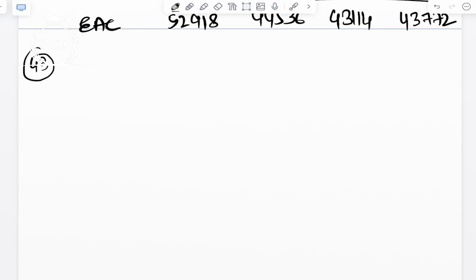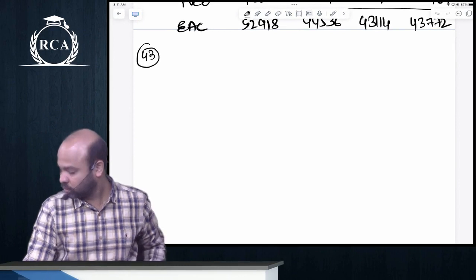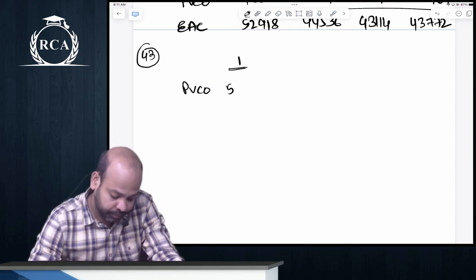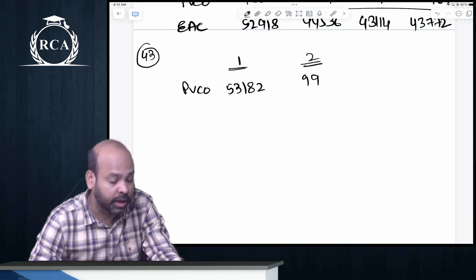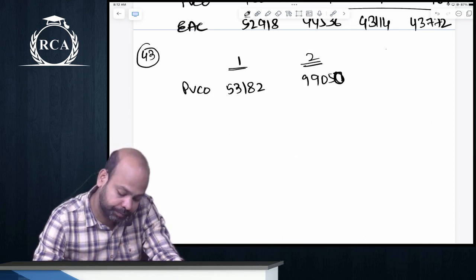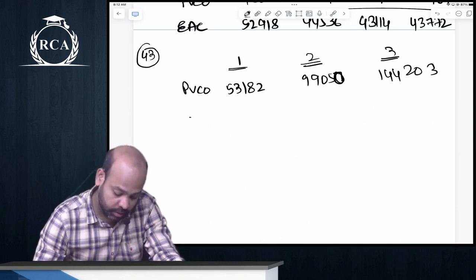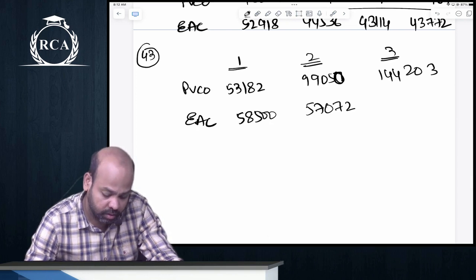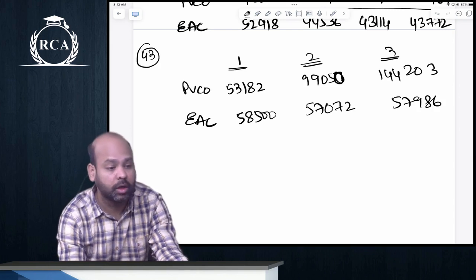Is everyone done with this? कितना है बेटा आंसर? You will get an answer of 57,000. मैं डायरेक्ट आंसर्स बोल देता हूँ बेटा. Year 1 का total present value of cash outflow कितना आया? 53,182. 2 years का बेटा, 99,050. 3 years का 144,203. EAC 58,500, 57,000. Therefore, guys, it is best to replace the asset, beta, in 2 years.